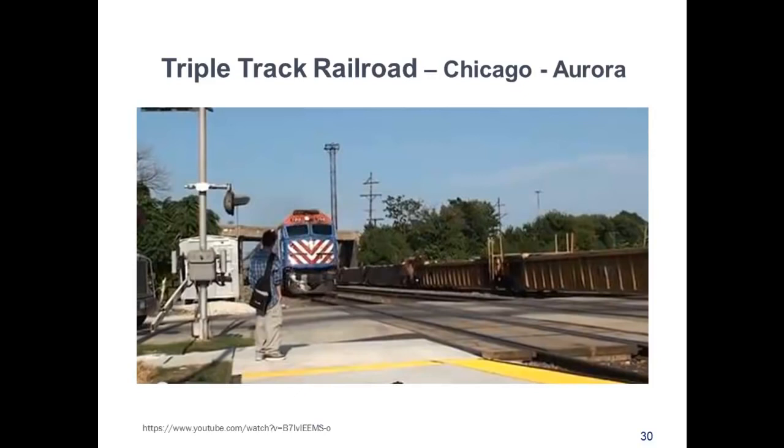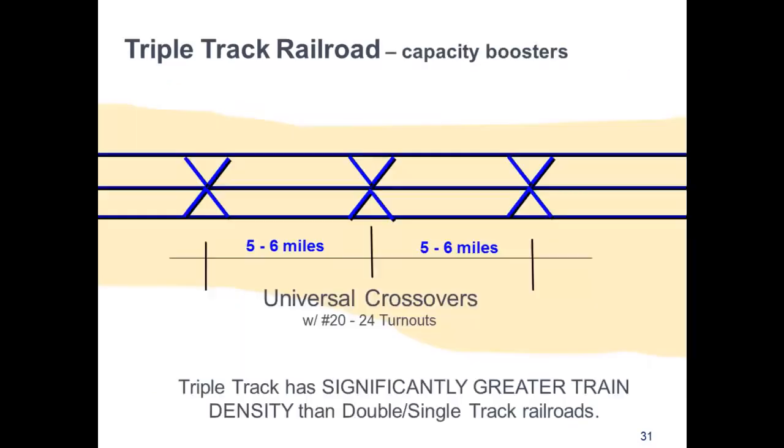Two tracks are typically used for inbound moves in the morning and two for outbound moves in the afternoon. The center track changes direction. Amtrak trains and Metra commuter zone expresses, which skip the stations near Chicago, will use the center track. And what can you do to boost capacity on the triple tracks? Well, for both triple and quadruple track railroads, locate universal interlockings, crossovers, about every 5 to 6 miles.